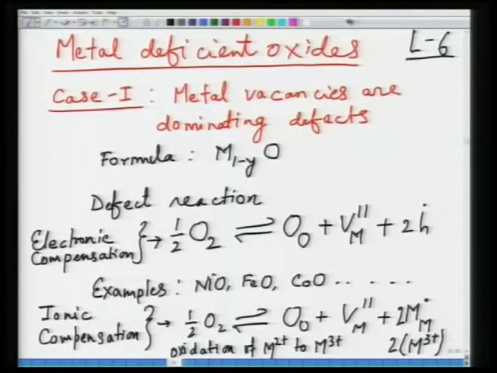In the last class, we looked at the defects in non-stoichiometric oxides. So we started talking with the metal deficient oxides, and we took two cases. The first case in which metal vacancies were dominating effects. In this case, again you will have either the metal vacancy formation accompanied by hole creation, or metal vacancy formation accompanied with oxidation of the metal site.